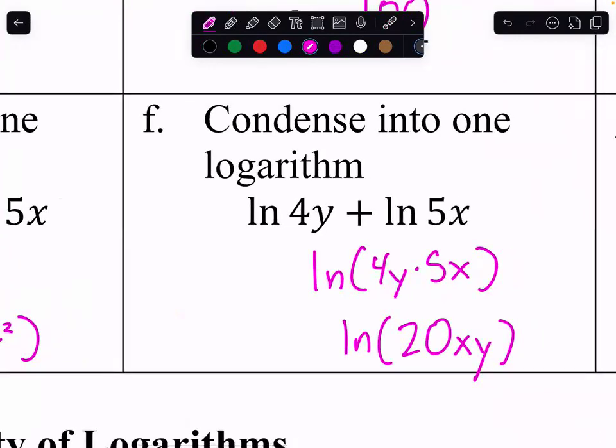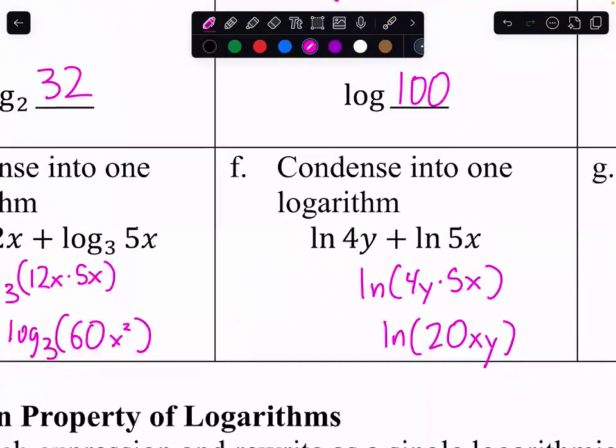So we do typically put the variables in alphabetical order. So if you put yx, please just know that we would want to instead write it as xy.